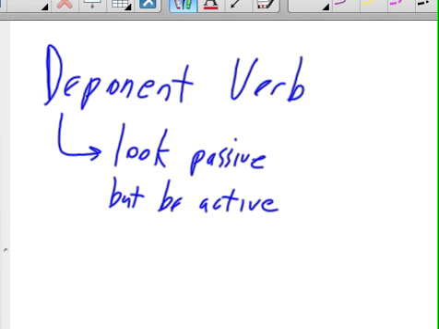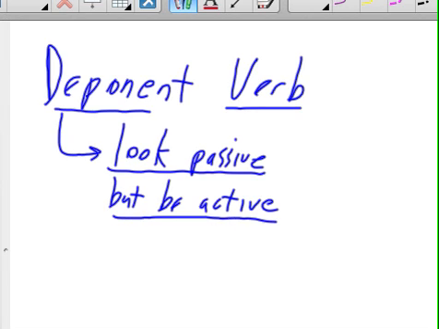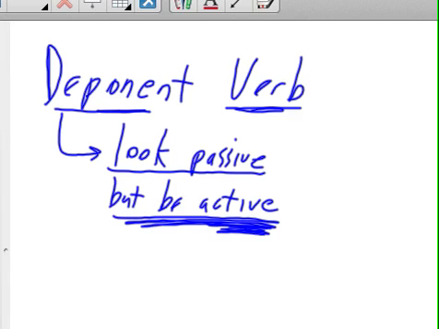This might annoy some of you. There are going to be some words in Latin that fall into this class of deponent verbs. They will sometimes look passive, sometimes they will look active, but either way they will always be translated actively. So when you see a deponent verb, no matter what it looks like, you're always going to translate it actively. Perhaps you're wondering why these exist. So am I. Let's move on.